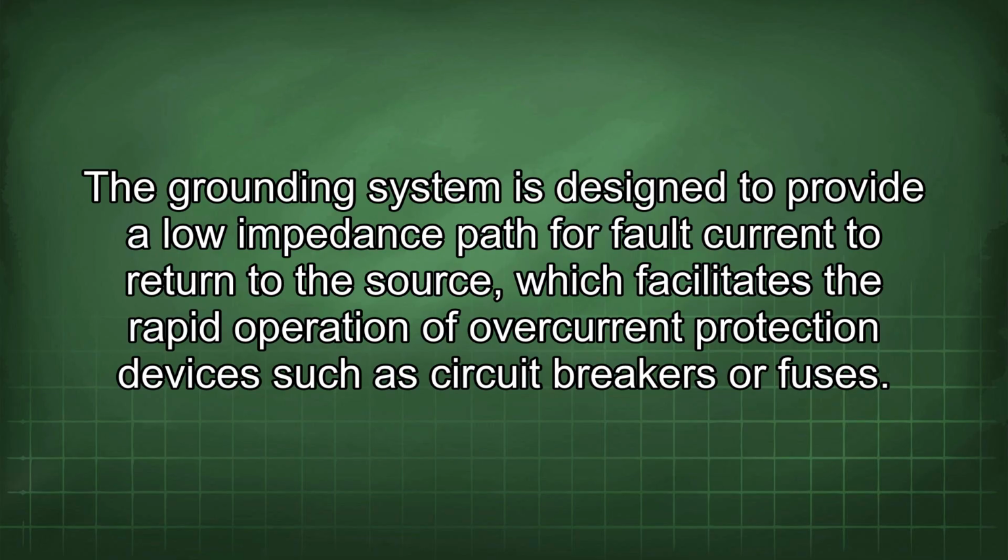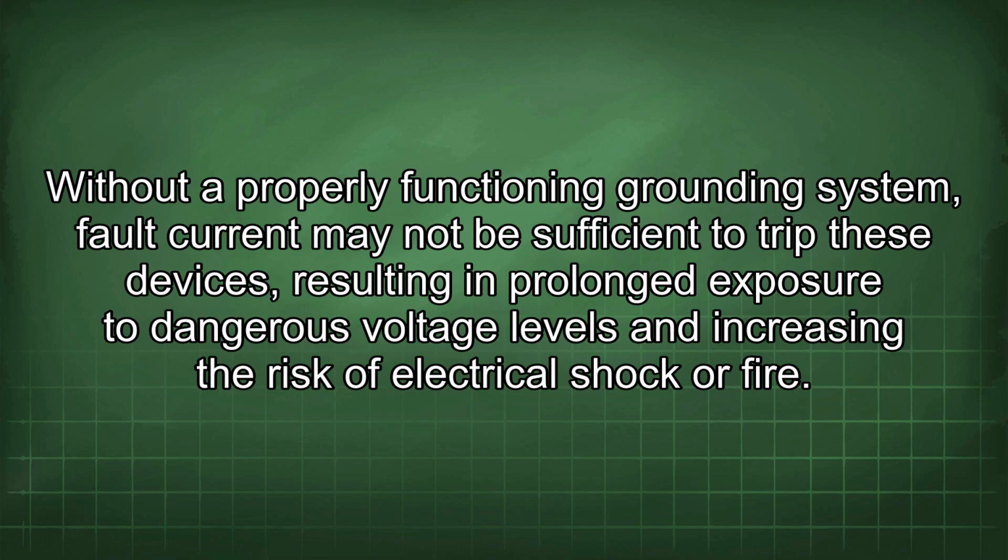The grounding system is designed to provide a low impedance path for fault current to return to the source, which facilitates the rapid operation of overcurrent protection devices such as circuit breakers or fuses. Without a properly functioning grounding system, fault current may not be sufficient to trip these devices, resulting in prolonged exposure to dangerous voltage levels and increasing the risk of electrical shock or fire.